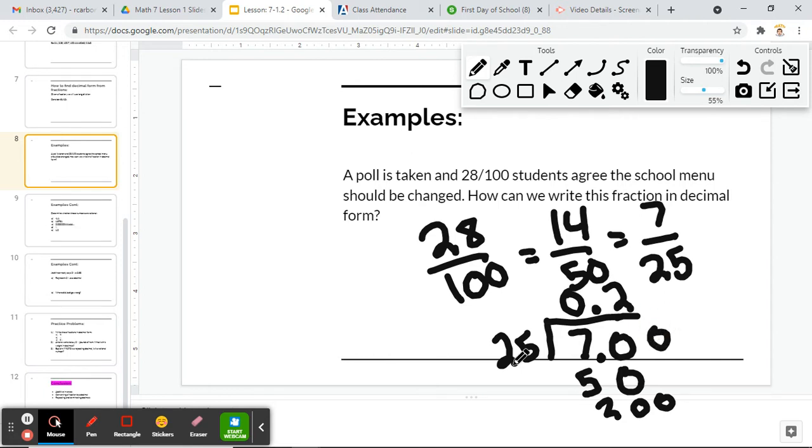Alrighty, now we have to ask ourselves, how many times does 25 go into 200? I, in fact, know it goes in 8 times. So 25 times 8 would be exactly 200, and we'll get a 0 here. So how do we convert 28 over 100 into a decimal? Well, 28 over 100 became the decimal 0.28.